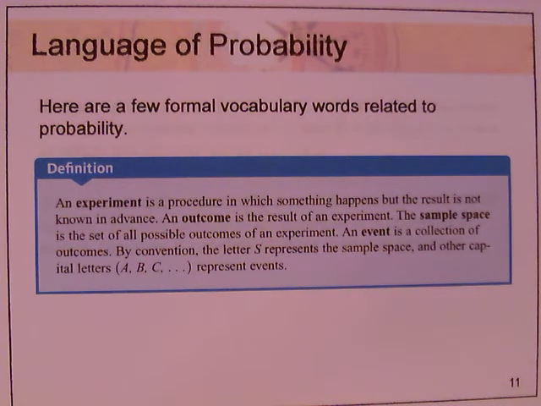If you toss a fair coin 3 times, we can get the result from that. The sample space is the set of all possible outcomes of an experiment. If you're tossing a fair coin, you're going to end up with either heads or tails. If you're rolling a fair die, a single die, then it's going to be 1, 2, 3, 4, 5, or 6. An event is a collection of outcomes. By convention, the capital letter S represents the sample space, and other capital letters like A, B, C, and so on represent events.